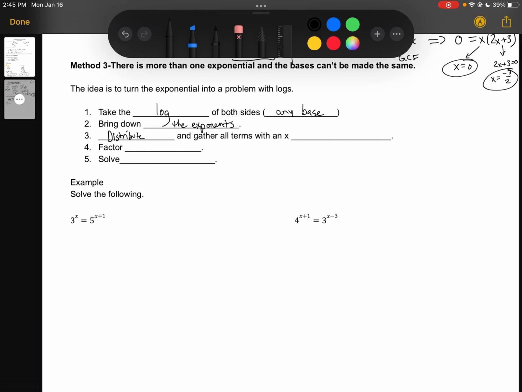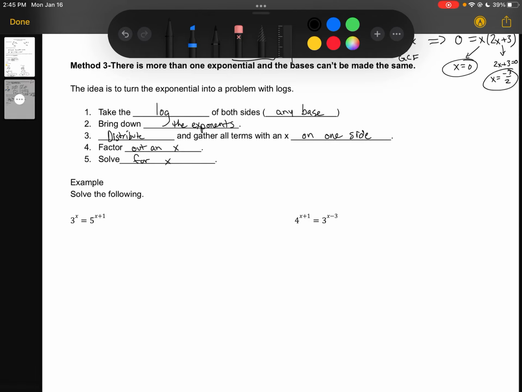And then third, we can distribute and gather all of the terms with an x on one side. So just like we did in the example above, anytime you have a variable, get all those variables on the same side and try to get them alone. Factor out an x, just like we did above. So again, we saw that they had an x in common, so we can use that to our power. We can factor one out, and then from there we can solve for x.